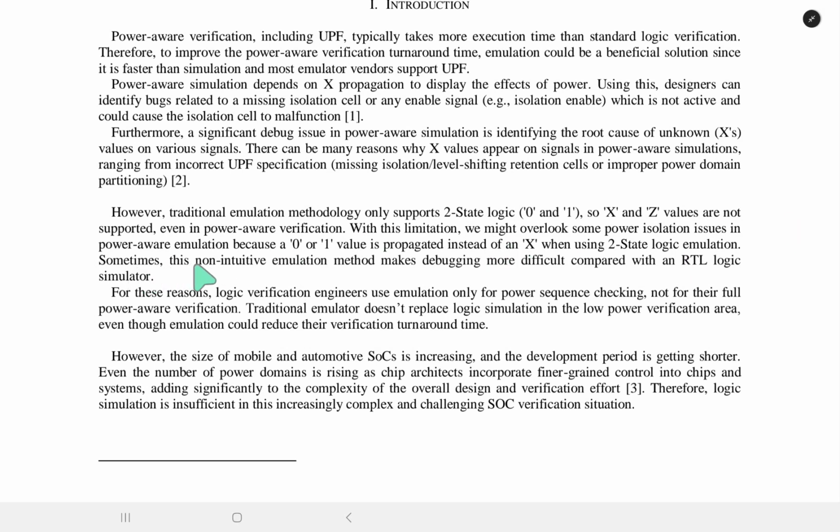Sometimes this non-intuitive emulation method makes debugging more difficult compared with an RTL logic simulator. For these reasons, verification engineers use emulation only for power sequence checking, not for power-aware verification. So the traditional emulator does not replace logic simulation in the power verification area, even though emulation could reduce their verification turnaround time.